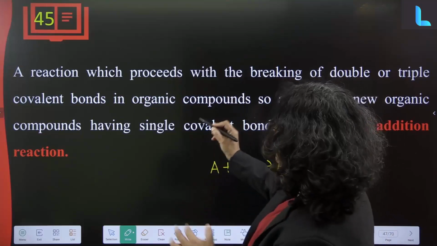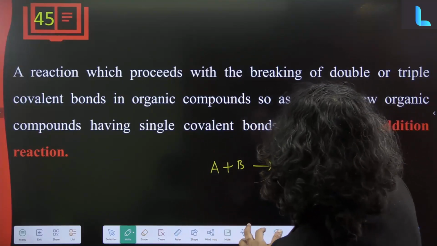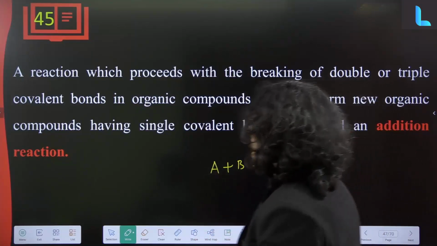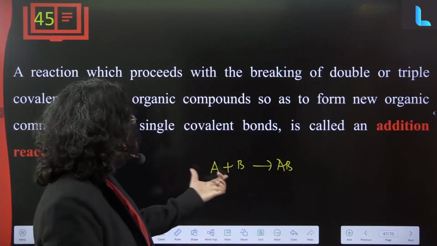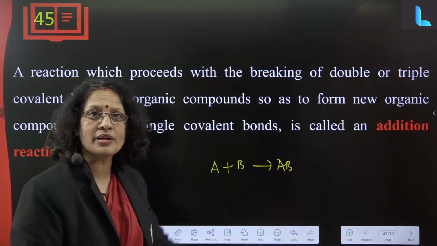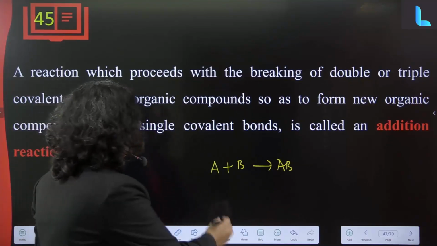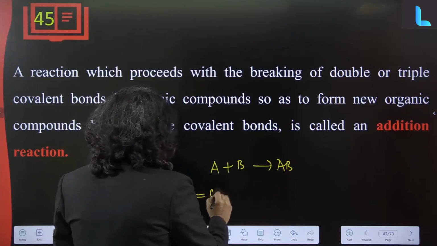a substance which reduces another substance and gets oxidized itself. A reaction which proceeds with the breaking of a double or triple covalent bond in an organic compound to form a new organic compound having a single covalent bond is called an addition reaction. The double or triple bond will break. Addition is simple addition of components to give a single product, for example, ethene to polythene. We have ethene.